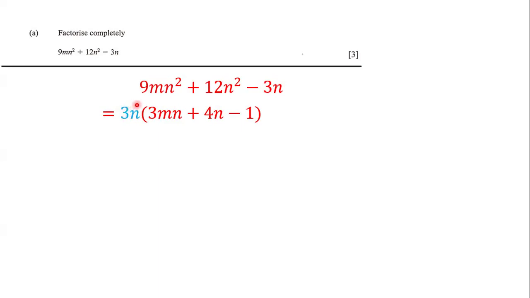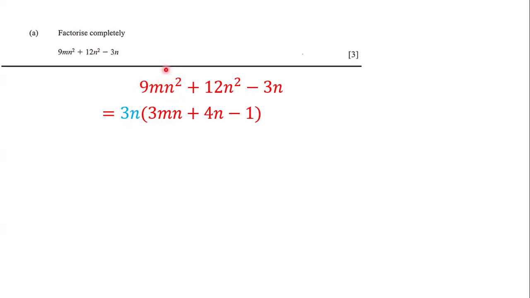So we have 3n on the outside. And now we ask ourselves, what times 3 gives me 9? Well, 3 times 3 is 9. And notice that we have m on top, so we're going to put m right here. So the m is accounted for. And we ask ourselves, what times n gives me n squared? Well, n times n gives me n squared. And so 3n times 3mn is definitely 9mn squared.